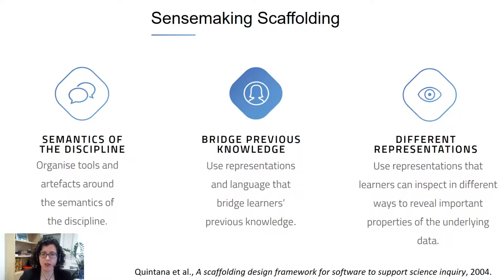In order to fulfill this goal, we will follow the sensemaking theory. Sensemaking refers to the process of building understanding by generating representations that explain what is known or understood. We aim to build scaffolds over the existing product line that help in this endeavor. Literature provides guidelines to build sensemaking scaffolds. First, organize the tools and artifacts around the semantics of the discipline. Second, use representations and language that bridge learners' previous knowledge. And third, use representations that learners can inspect in different ways to reveal important properties of the underlying data.